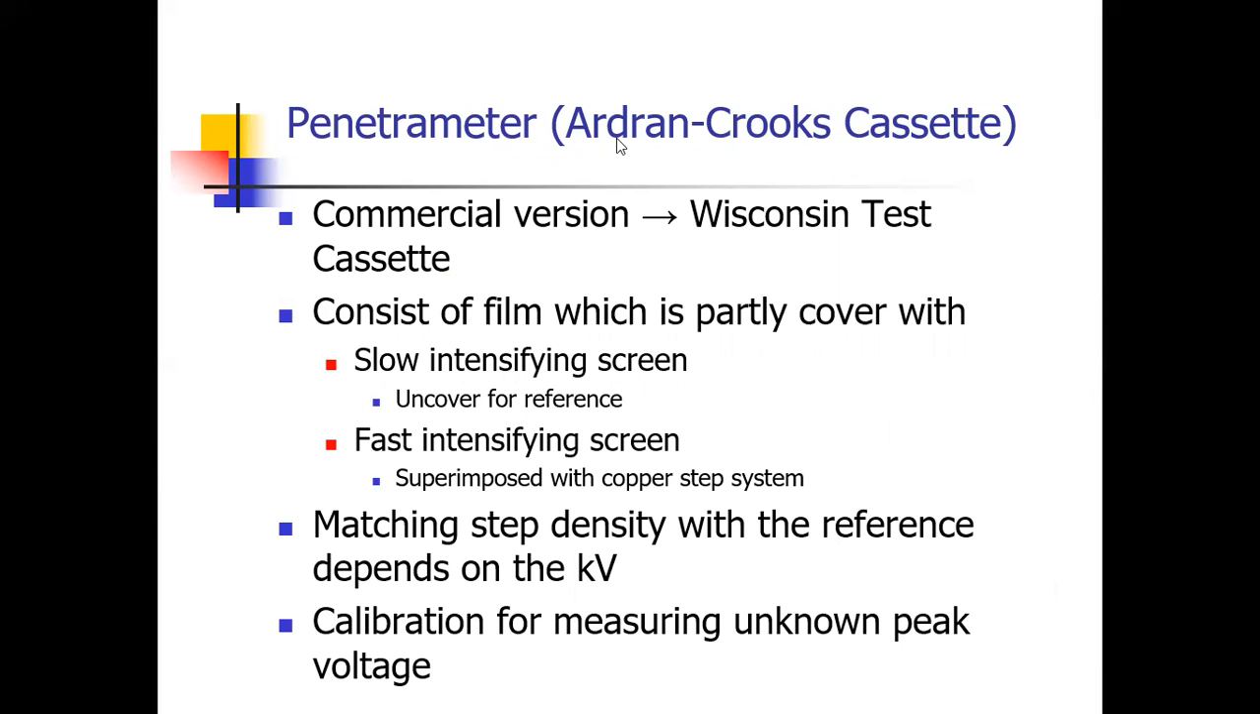So using the Aderon-Cook's cassette, a common version is going to be the Wisconsin test cassette, and it consists of film, which is partially covered with a slow intensifying screen and a fast intensifying screen. Matching step density with a reference depends on the kV and the calibration for measuring unknown peak voltage.